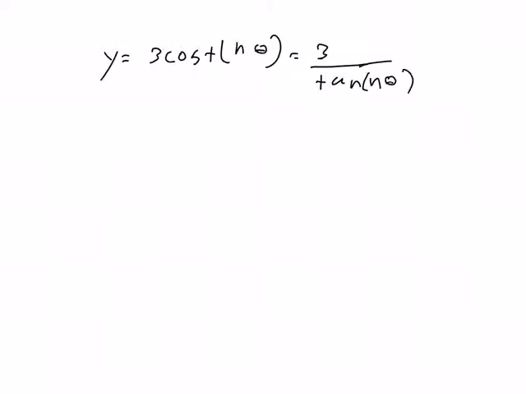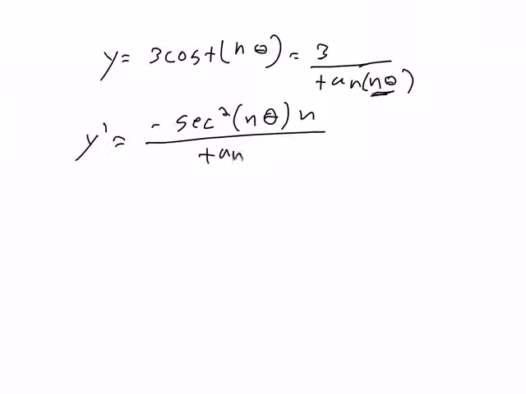So y prime, the first derivative, is going to be, quotient rule, right? The first thing is 0, so the next thing is going to be negative. And then the derivative of tan is secant squared. And then the inside function remains the same, but then we take the derivative of the inside function, so we get an n out here. And then times, oh, and there's a 3 here, tangent nx squared.